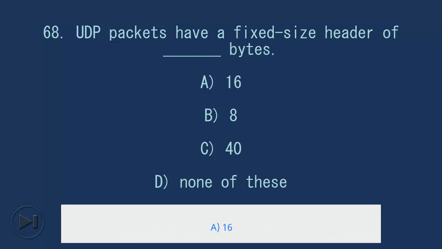68. UDP packets have a fixed-size header of blank bytes. A, 16. B, 8. C, 40. D, none of these. Answer, B, 8.